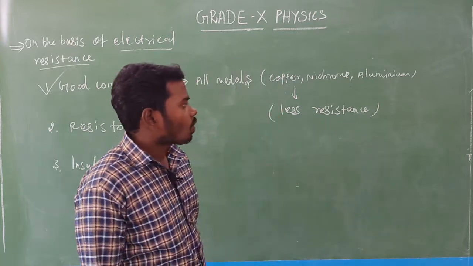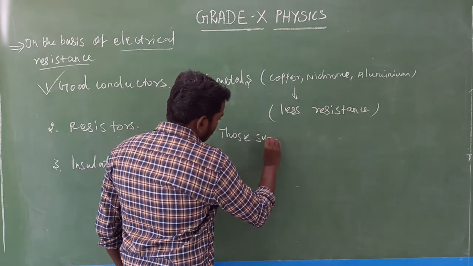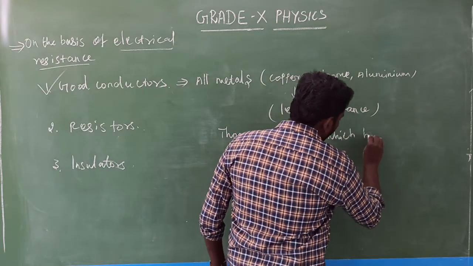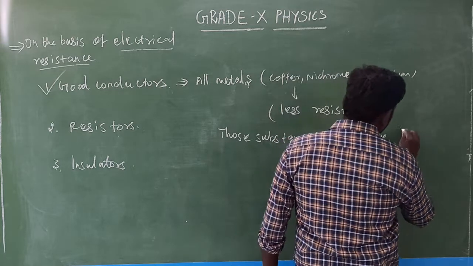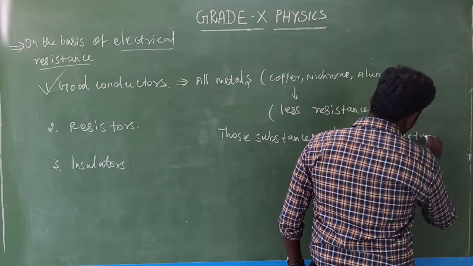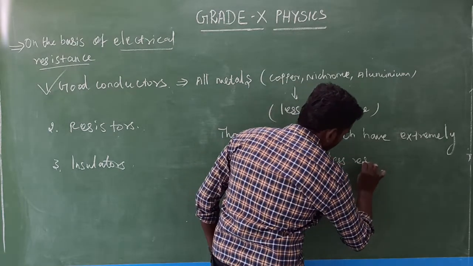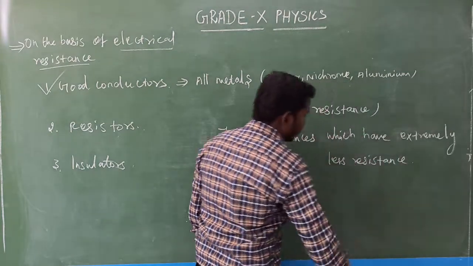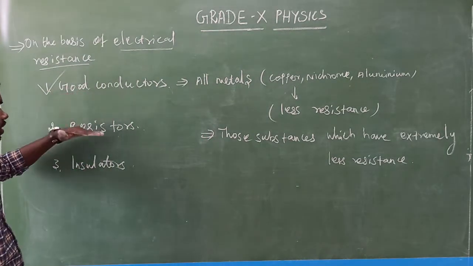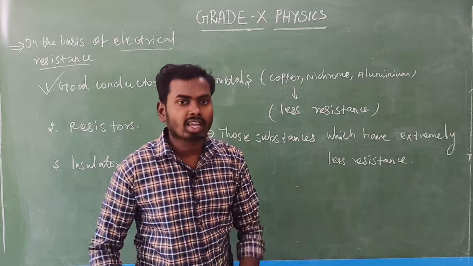So what is the meaning of a good conductor, sir? A good conductor is nothing but a substance which has extremely low resistance, or less resistance. I have started with only good conductors, not resistors and insulators. Those substances which have extremely low resistance are called good conductors.